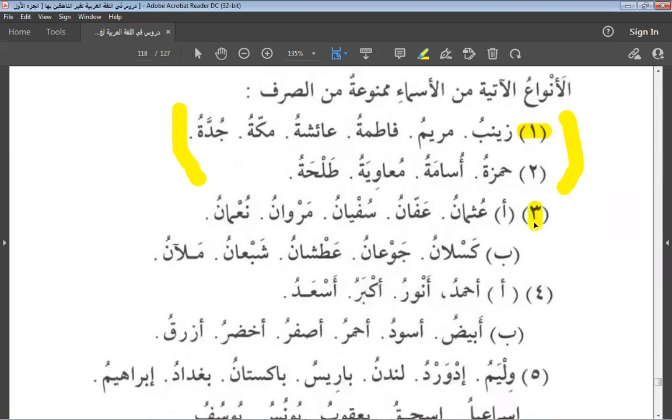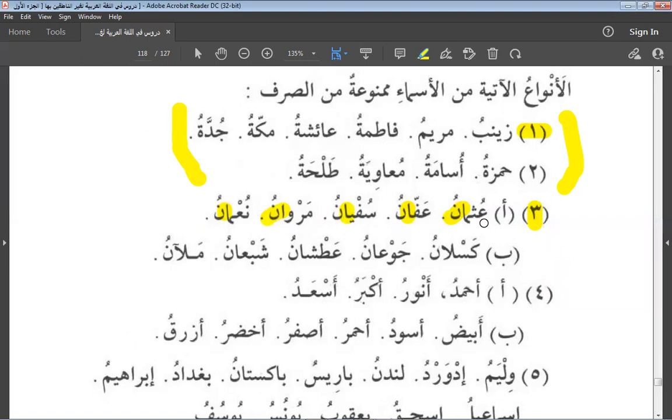And then the number three is actually in A and B. We have Uthmanu, Affanu, Sufyanu, Marwanu, Nu'manu. So these are nouns that end in alif and nun. You have some meters here, let's say three. The first meter you have is fu'lan. That is Uthman, Sufyan, Nu'man. Those are on the meter fu'lan.